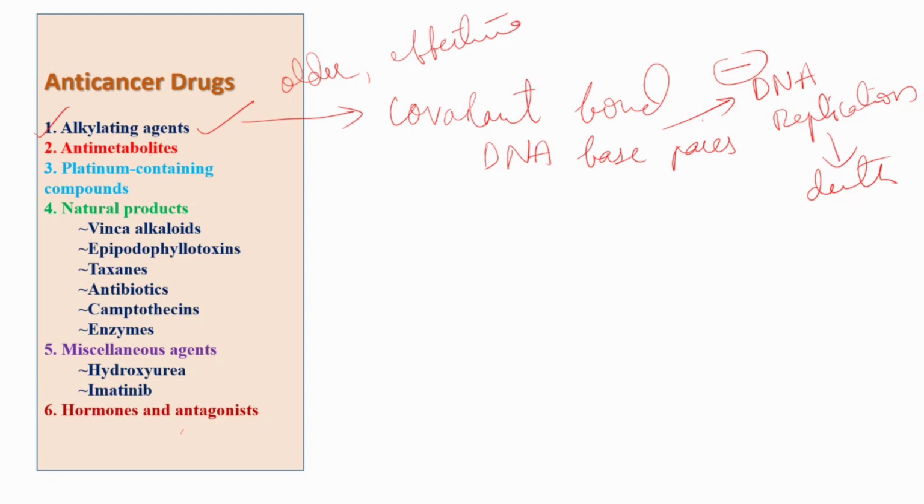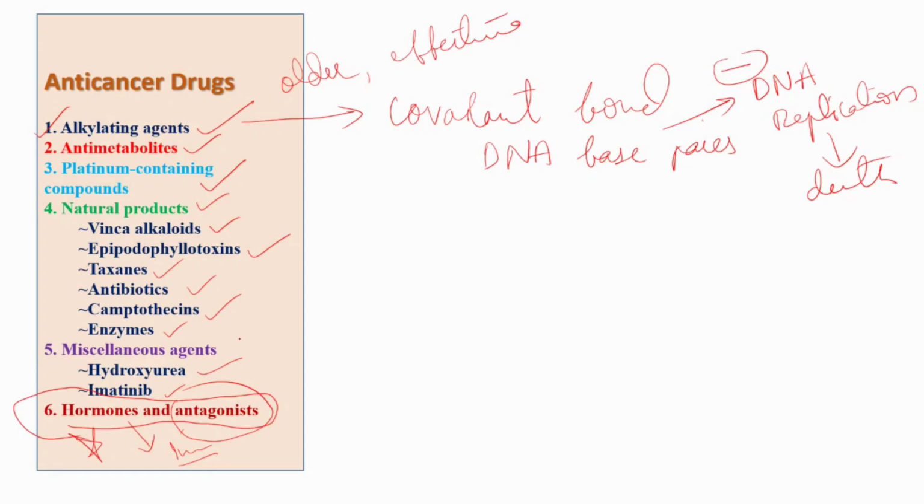And next we have anti-metabolites. We have platinum-containing compounds, and we also have natural products: vinca alkaloids, epipodophyllotoxins, taxanes, antibiotics. We have camptothecans, we have enzymes, and in miscellaneous anti-cancer drugs we have hydroxyurea and imatinib. And finally, a major class is hormones and hormone antagonists. These are very important, and along with this we have immunomodulating agents also. So these are the major anti-cancer drugs.